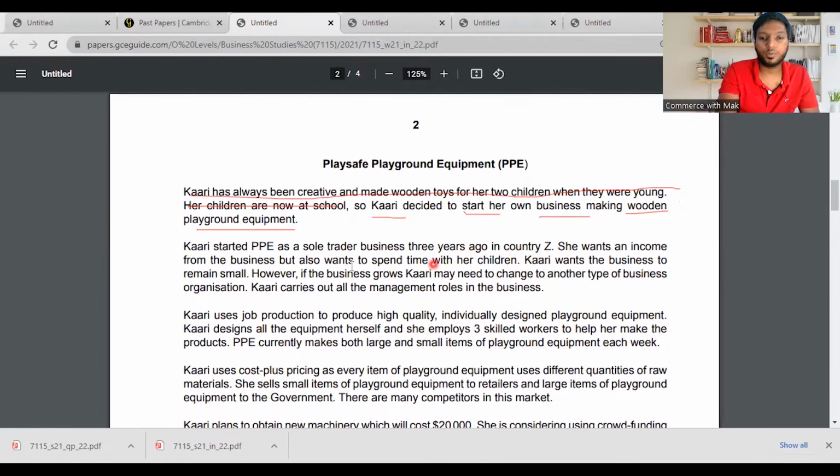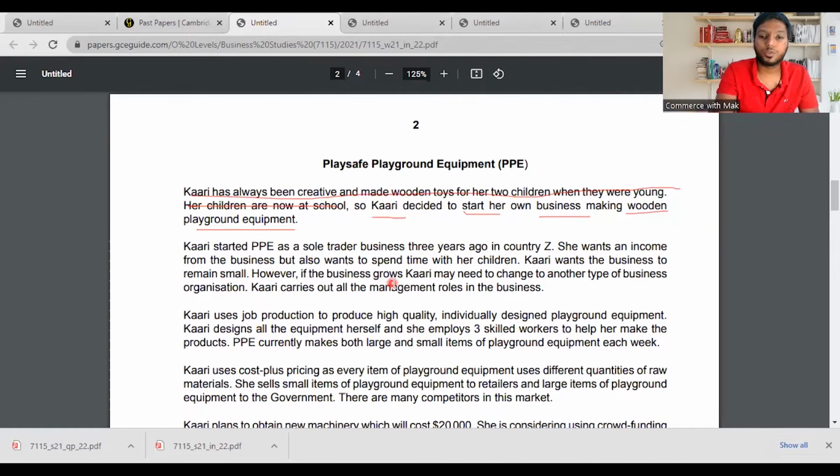She wants an income from the business, but also wants to spend time with her children. So she wants her business to be very flexible. That's what they mean in this case study. Kari wants the business to remain small. In one way, it is very flexible for her to spend time with her family. So she is thinking, if the business remains small, then her operations and involvement in the business will not be much greater.